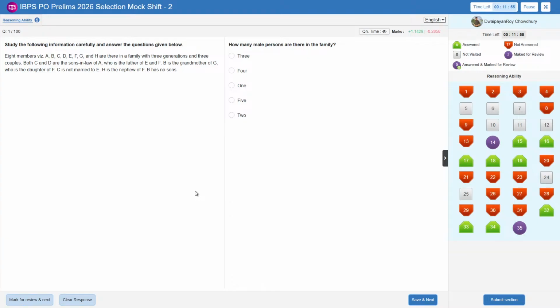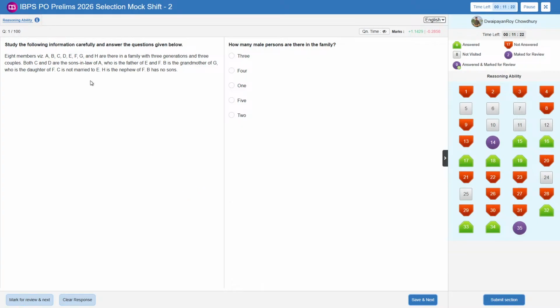Okay, B is grandmother of G. So if B is grandmother, either one has G, who is daughter of F. G is daughter of F. C is not married to E, so D is married to E. So F to C, then G is daughter of F, so G is the daughter here, and H is nephew of F. B has no son.